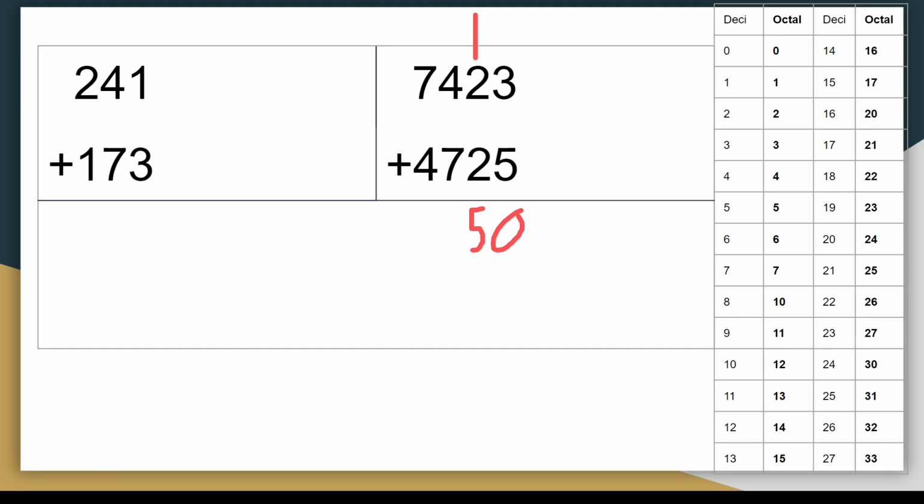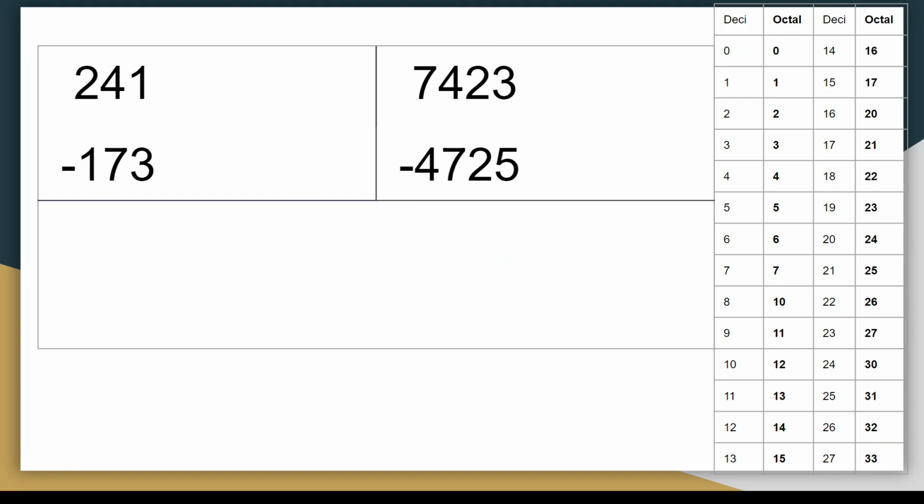Now 4 plus 7, we just did it in the first example. It would normally be 11 over here, but it's actually 1, 3. So write a 3 here, put a 1 up. And again, now this time it's 7 plus 4, but we have an extra 1 up here. So it'll be 1, 3, but we have the extra 1, so it'll be 1, 4. So 7423 octal plus 4725 octal is 14350 octal.